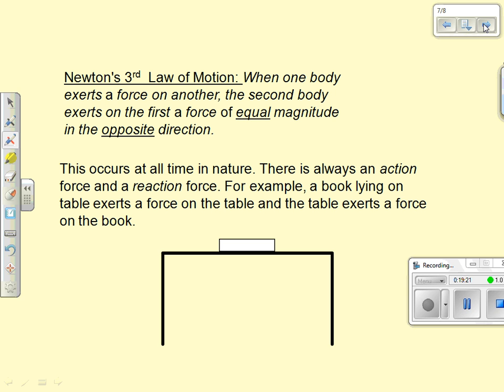Okay, Newton's third law says when one body exerts a force on another, the second body exerts on the first a force of equal magnitude in the opposite direction. Those are the two words I'm going to look for when I'm asking for something like that on a test: equal and opposite.